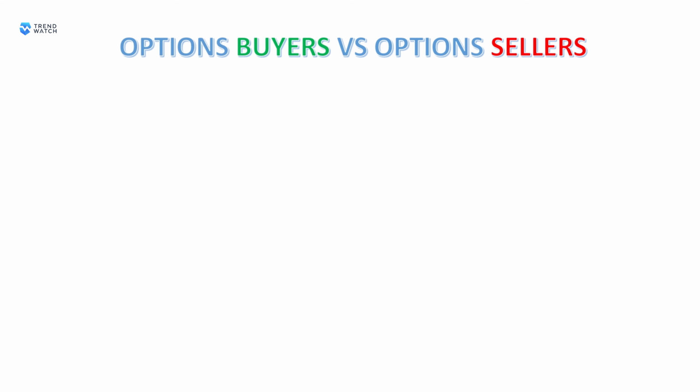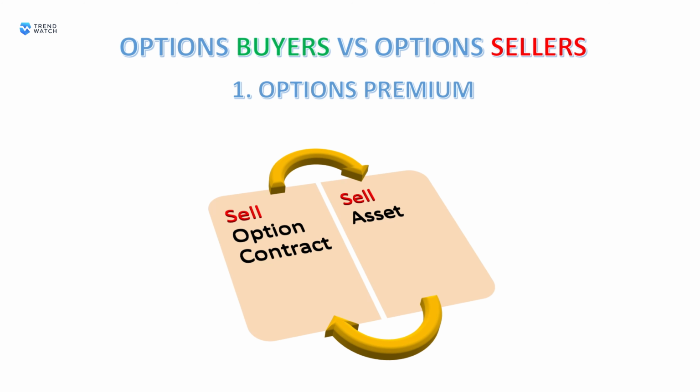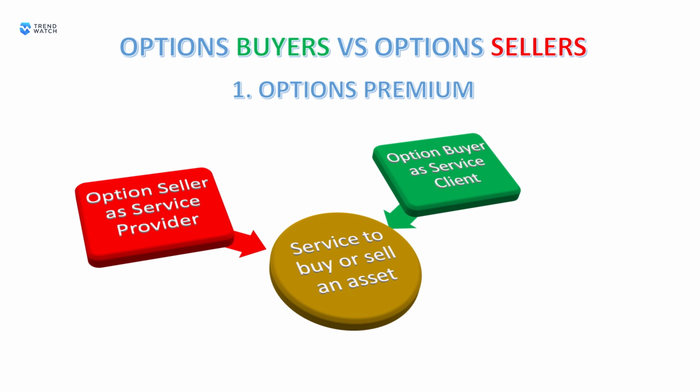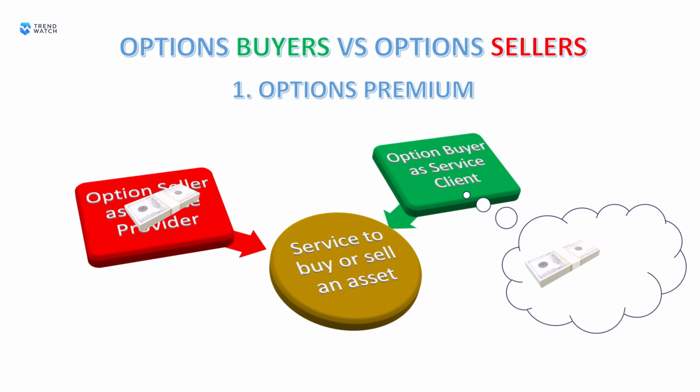We will now shift our focus to the relationship and comparison between options buyers and sellers, examining it through three key dimensions. 1. Options premium. Options trading should be viewed not as the trading of an asset, but as the provision of a service. The option seller acts as the service provider and receives a fee for this service. Conversely, the options buyer pays this fee to access the service, which is known as the options premium. The option seller earns money by collecting the options premium, while the options buyers aim to derive greater value from the service provided.